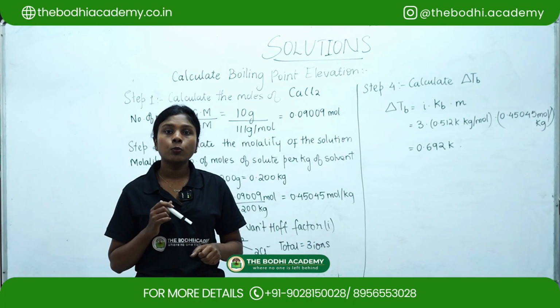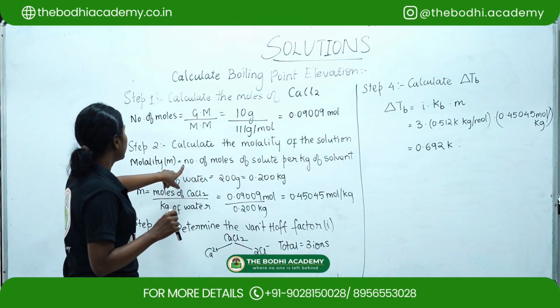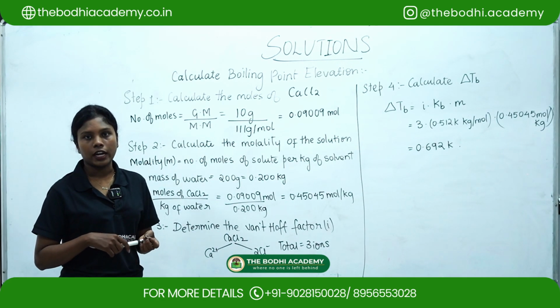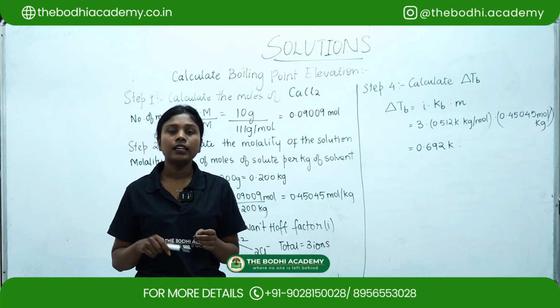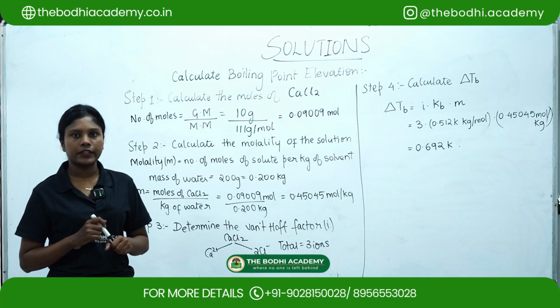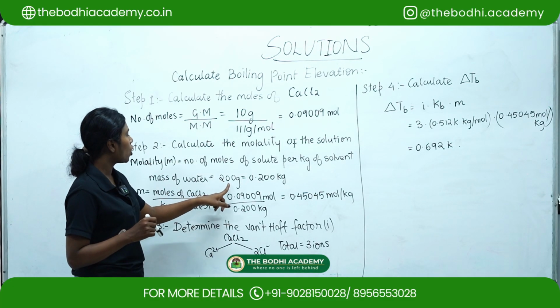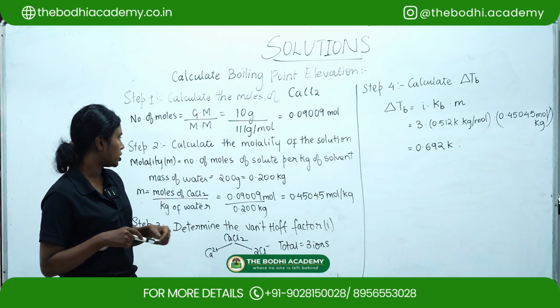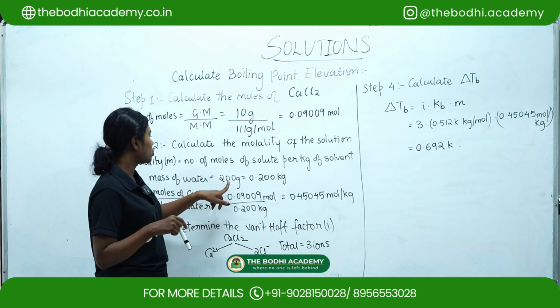Moving to step number 2, we have to calculate the molality of the solution. Now when we talk about molality, it is number of moles of solute per kg of solvent. Now the problem over here is that the weight of water that is given, it is given in terms of grams. So we have to convert that mass into kgs. So here mass of water is 200 grams.